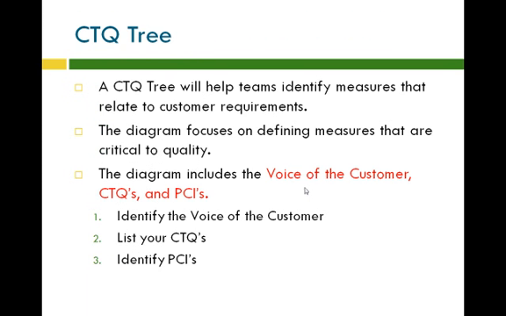Let's talk about a CTQ tree, which is a tool that can help you identify critical measures that relate to customer requirements. The diagram will include the voice of the customer, CTQs, and also PCIs. You start out by identifying the voice of the customer, then you translate that into the CTQs, and then you identify PCIs. Let's take a look at an example.